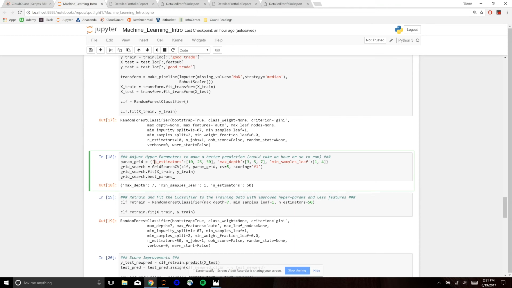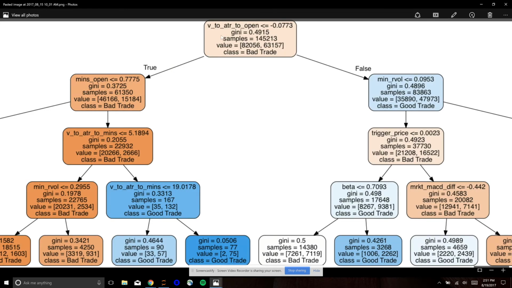n_estimators just corresponds to how many trees go into the random forest. Initially the default parameter is 10 trees, so it's going to make 10 decision trees, and then it's going to aggregate all those values together to make its final rule set. Here it's going to make 25, and here it's going to make 50 decision trees. Max depth, if we go back over here, just stops the decision tree at some point. I think this one has a max depth of 4.